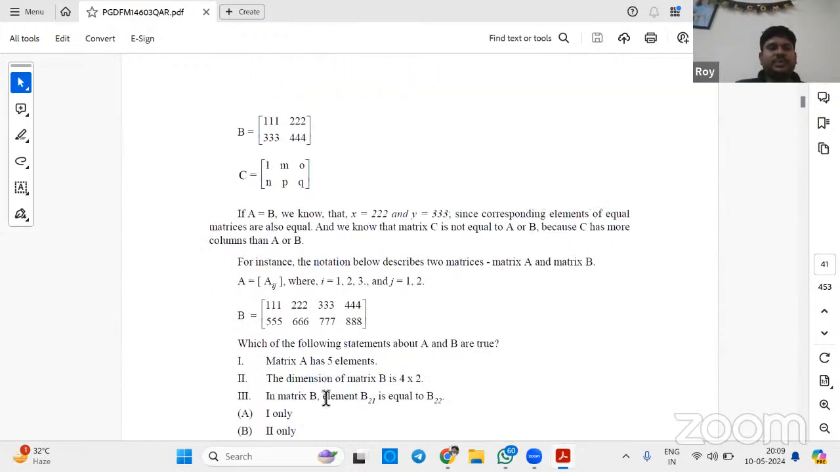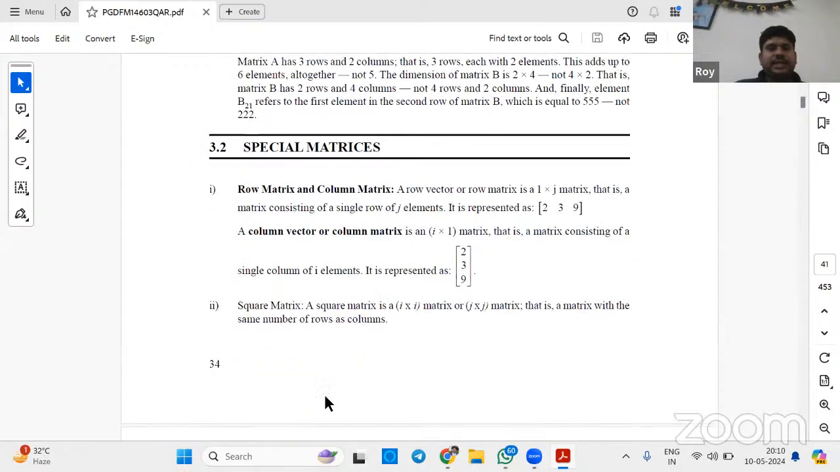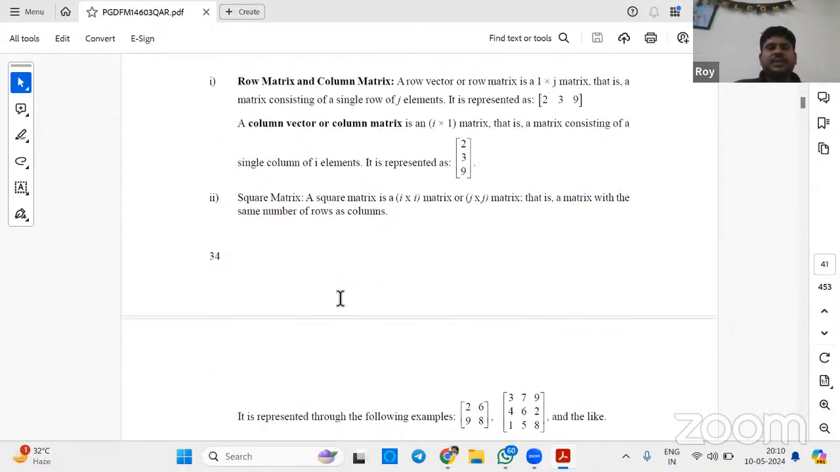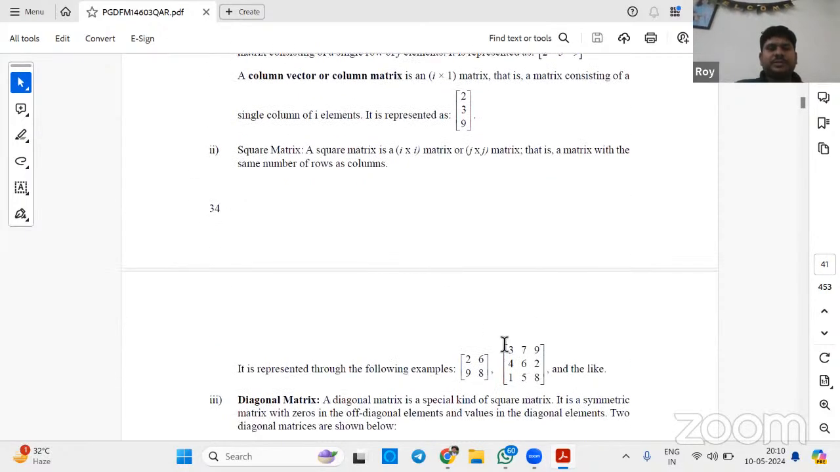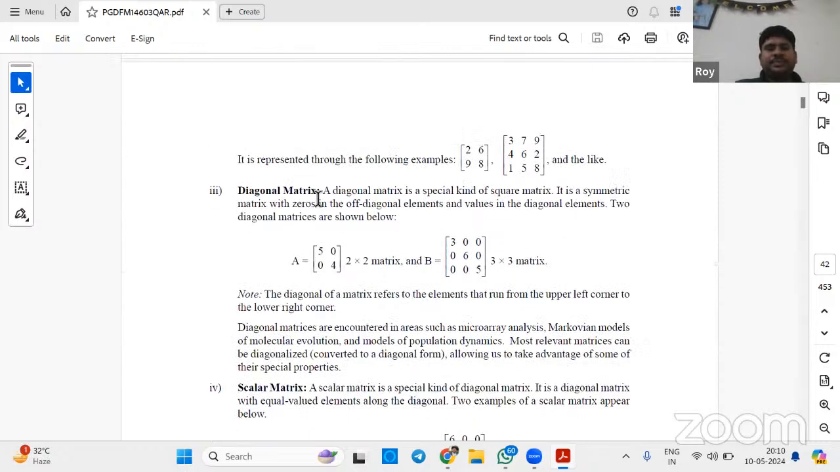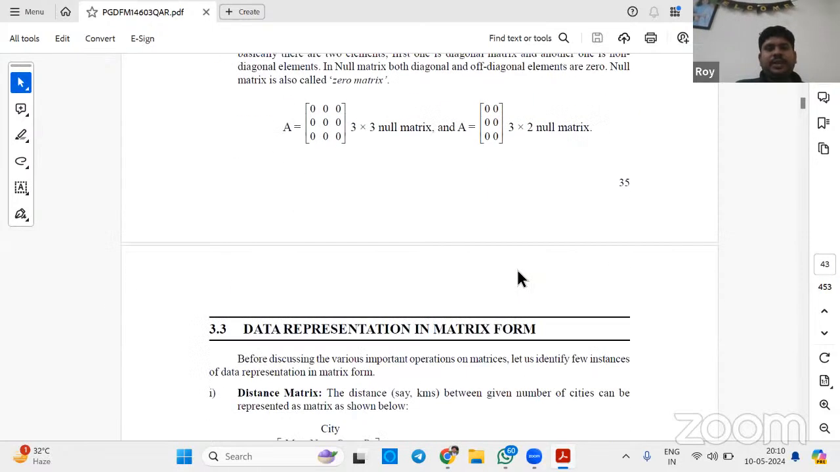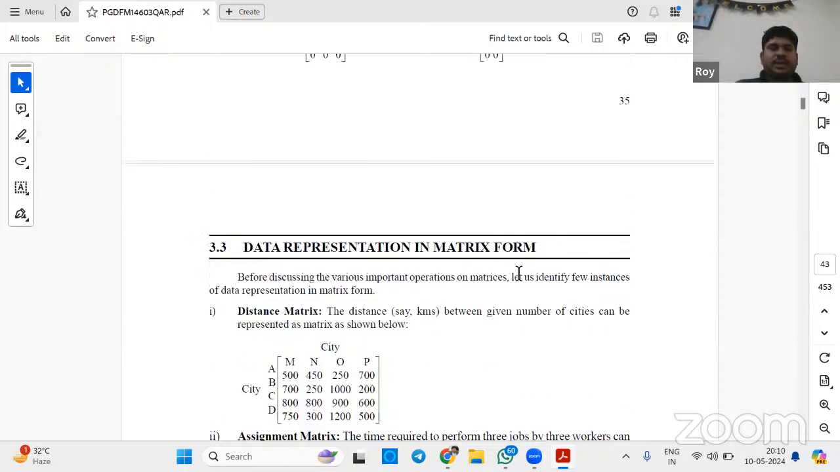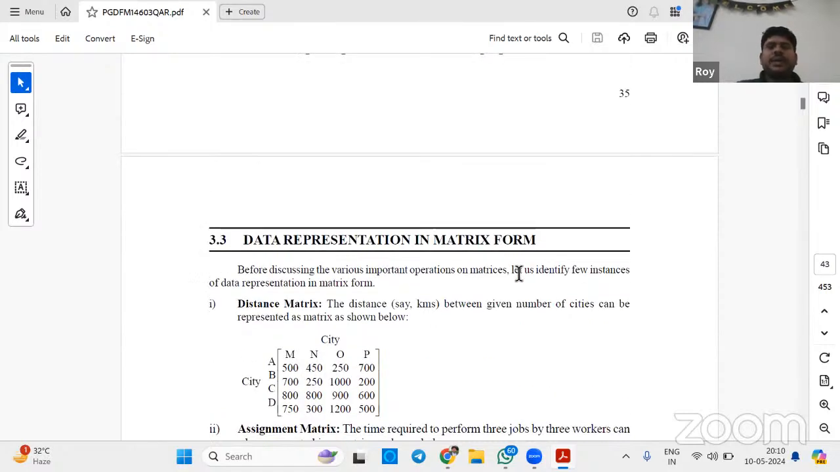That is one of the things that we learned. And a special matrix is this, where there is one row, a row vector, and we learned this. A square matrix is this one, square. Either it may be 2 by 2 or it may be 3 by 3. And a diagonal matrix is this, right? 2 by 2 and 3 by 3. And a unit matrix we have seen. And now let's go into the data representation in matrix form.